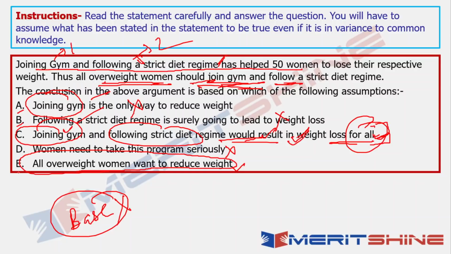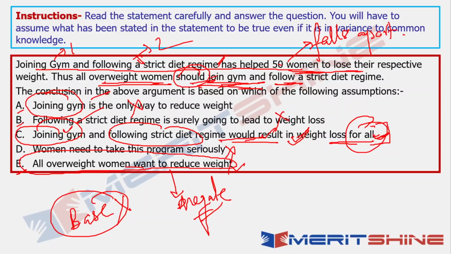But come and negate this one, negate this base, negate this option. All overweight women want to reduce weight. If I negate it, overweight women do not want to reduce weight. If they do not want to reduce weight, then why should they join gym? This is not desired. If it is not desired, why would they do it? See, if you negate it, then your whole argument falls apart. So this is one way of solving it, by negating the options that couldn't have been eliminated.